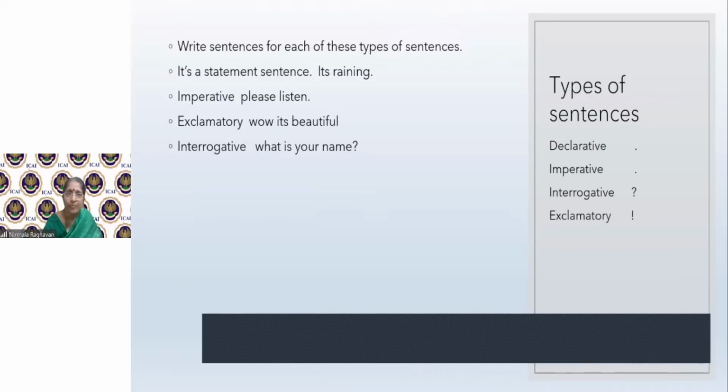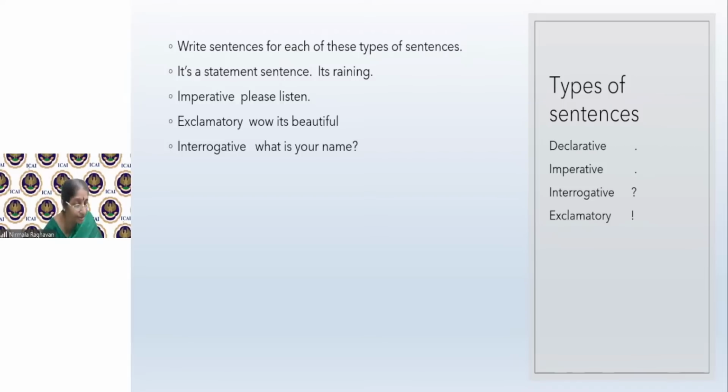Write sentences for each of these types of sentences. Now here, you have 4 different types of sentences. You have declarative, imperative, interrogative, exclamatory. Now, why are we introducing these kinds of sentences now? Because I remember your second standard or third standard deals with types of sentences.